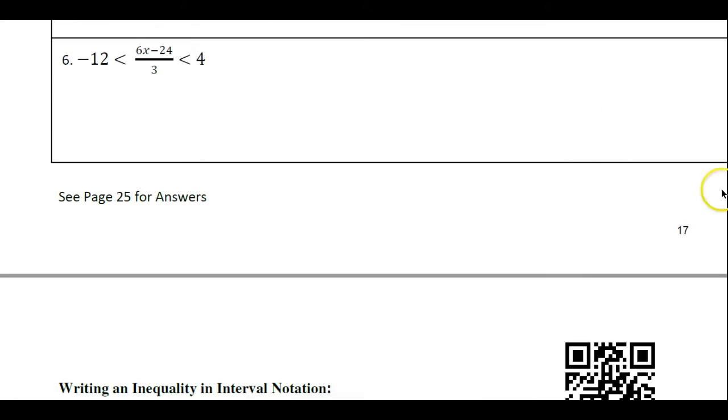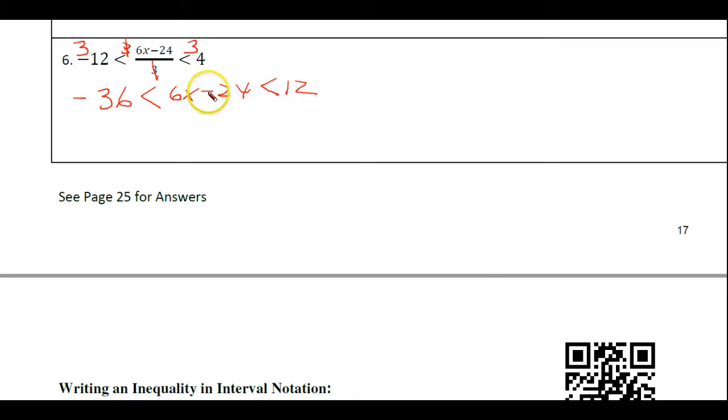Now, for example 6, what we want to do is get rid of this fraction. So this is one term, this is one term, this is one term. We multiply each term by the lowest common denominator, which is 3. So here when we multiply all of this by 3, the 3's are going to cancel out. So we're just making this bigger so the fraction disappears. So we now get a negative 36 is less than 6x minus 24 is less than 12.